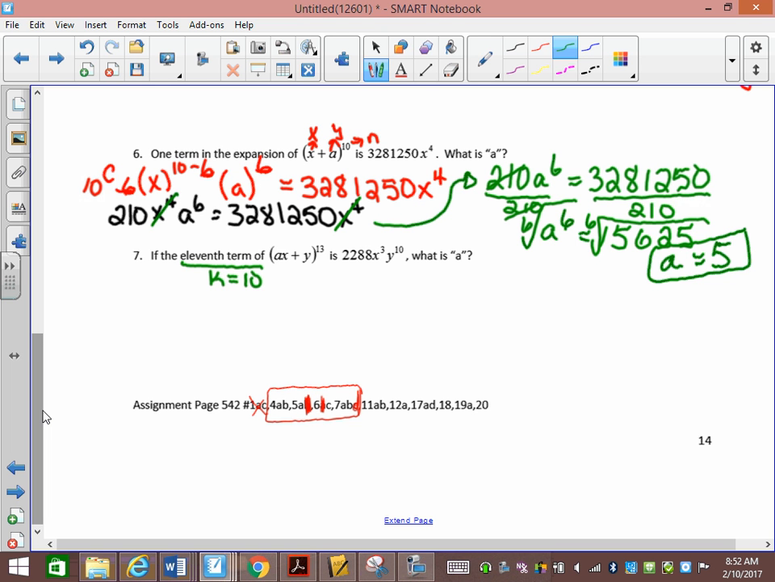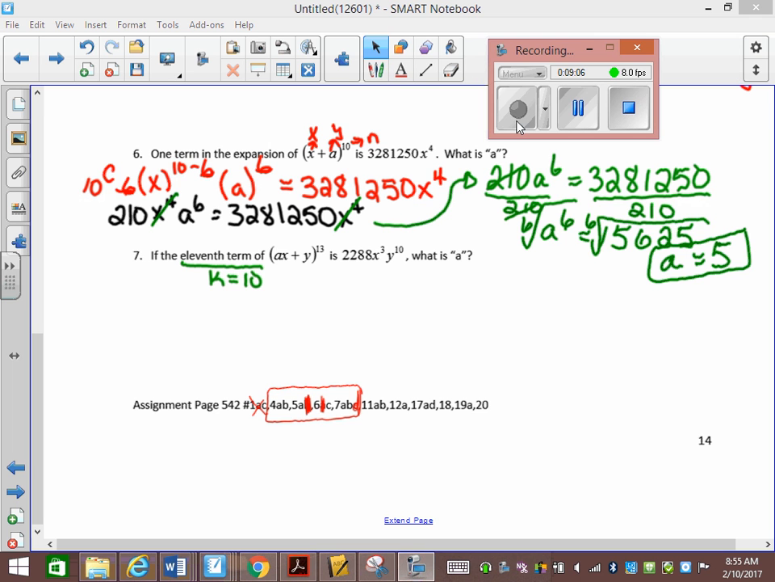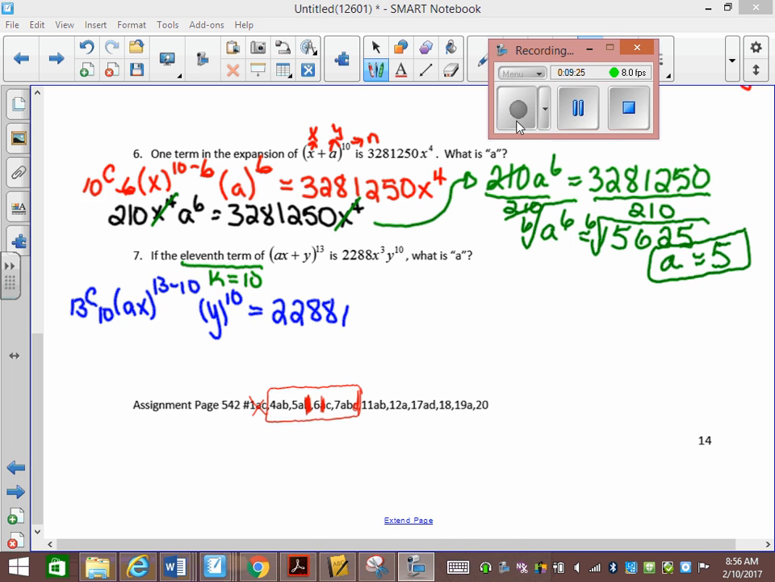You'll fill in ax for x, y for y, 13 for n, and 10 for k. And you'll set it equal to this and solve for a. Try it out. Okay. So for this one, we're going to do 13 C 10 (ax) to the 13 minus 10 y to the 10 equals 2,288 x cubed y to the 10.